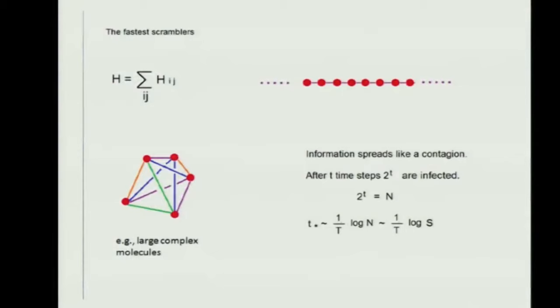There are other systems where these terms in the Hamiltonian connect every pair of particles. Every pair of degrees of freedom is connected. An example might be a large, very complex molecule where everything is jammed together enough so that everybody couples to everybody else. But again, with pairwise interactions, this is a large complex molecule. This is a spin chain. All right. The large complex molecule thermalizes or scrambles much faster than the spin lattice.